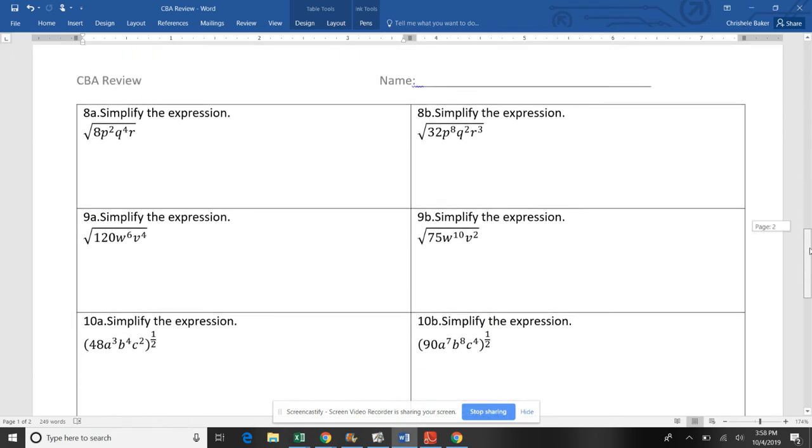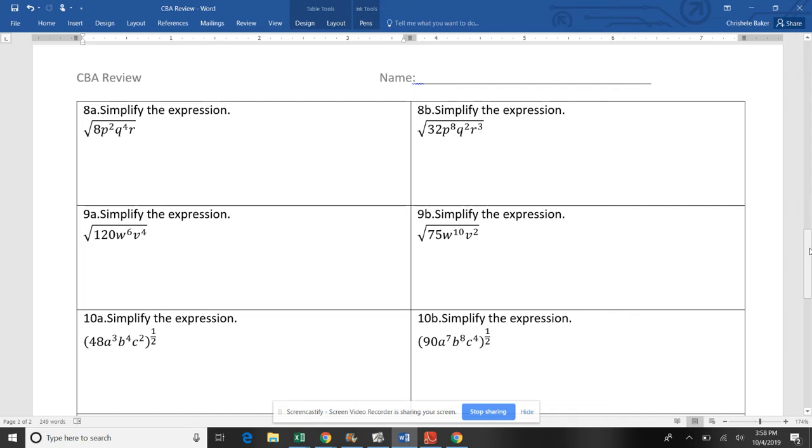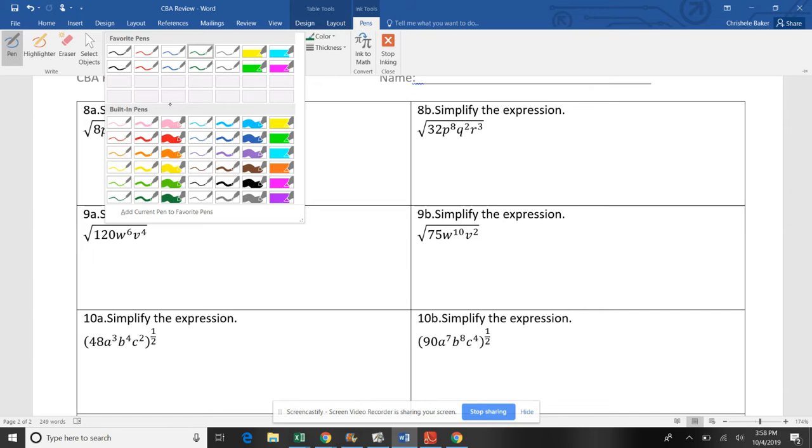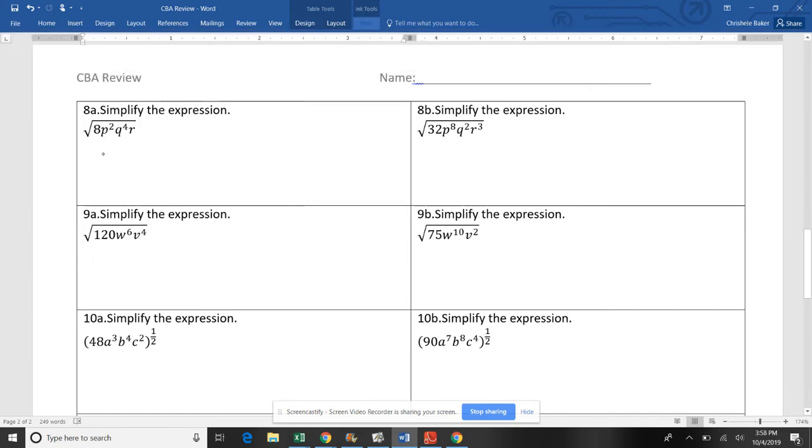All right. Simplify the expression. We have a square root, we have a coefficient, we have variables. So we have to use our prime factorization. 8 is 4 times 2, and 4 is 2 times 2. P squared, well, I'm just jumping ahead to my q's. Okay, p squared is p times p, and q to the 4th is 4 of them. And then I have an r.